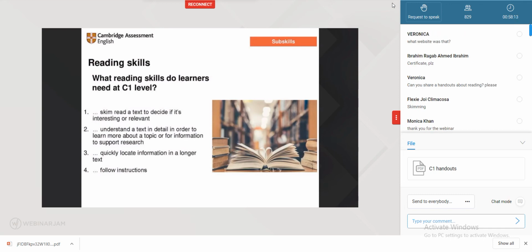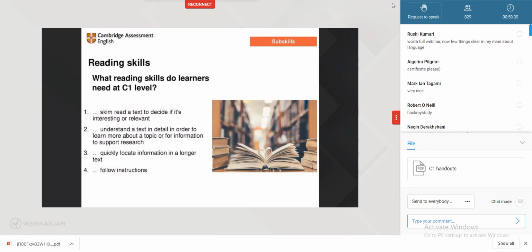So presenting text in different formats, which is very easy to do online, can help develop these reading sub skills. They will need to be able to skim a text to decide whether it's interesting or relevant, understand a text in detail to learn more about a topic, but also again locate where the detail is quickly in longer texts.